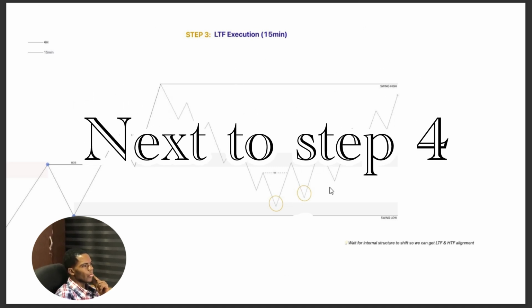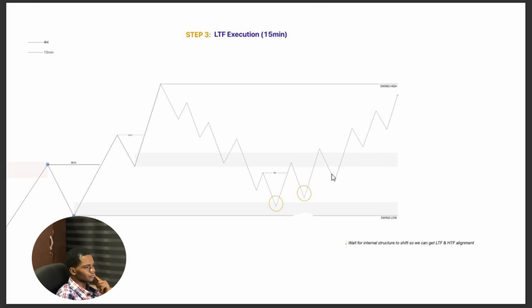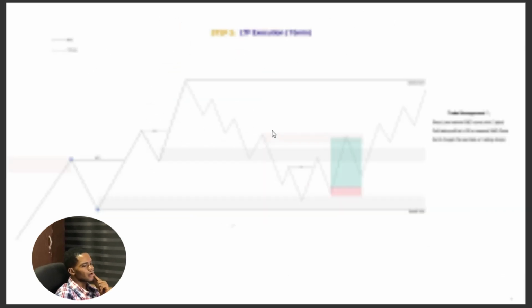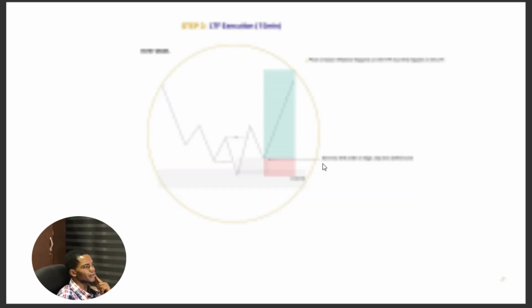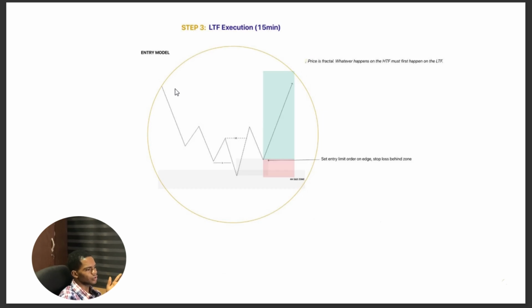So step 4 is here. The 15-minute time frame is our entry model. Over here, you see this circle, where I've only captured the 15-minute time frame, which I'm going to use to illustrate how you can find a nice entry when it comes to market structure, or the smart money trading concept.